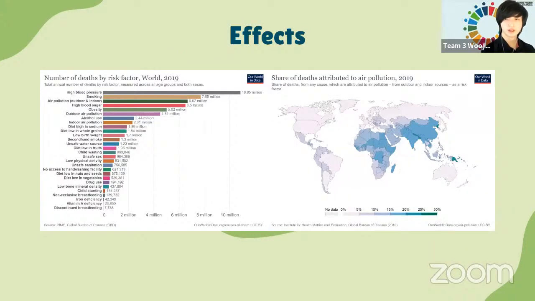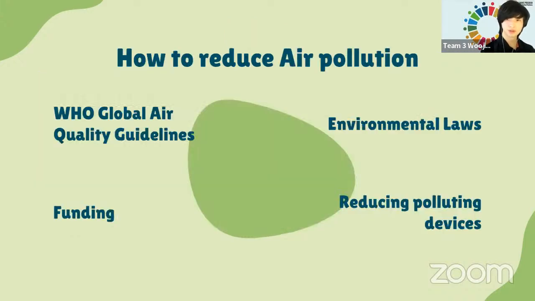The general effect of air pollution is contributing as one of the world's leading risk factors for death, attributing to 11.65% of death globally, contributing to the cause of many respiratory diseases, and more. So how can air pollution be reduced?